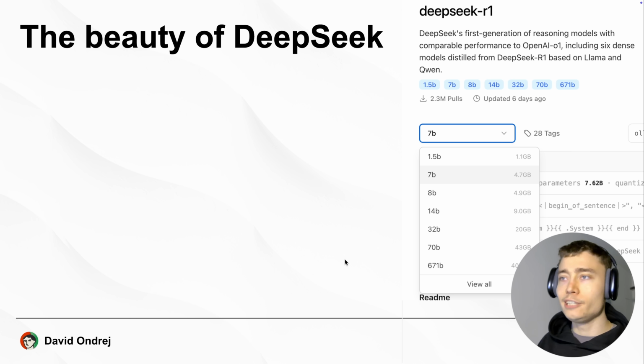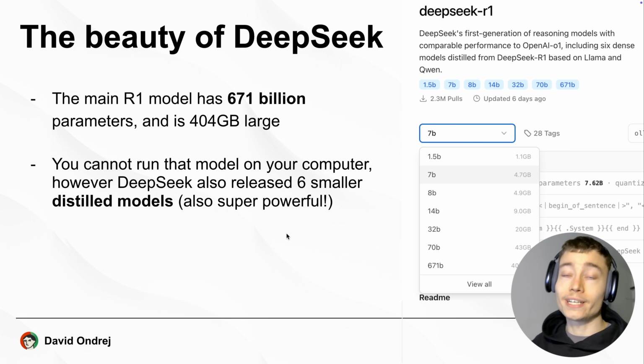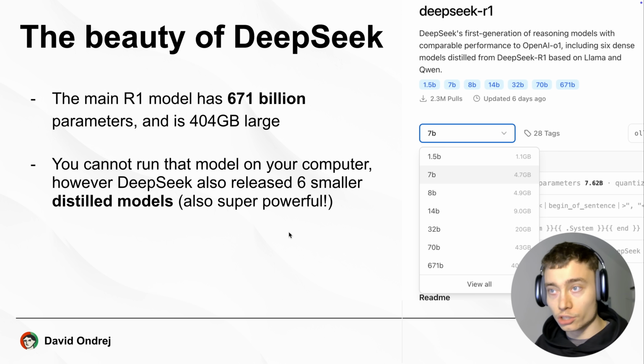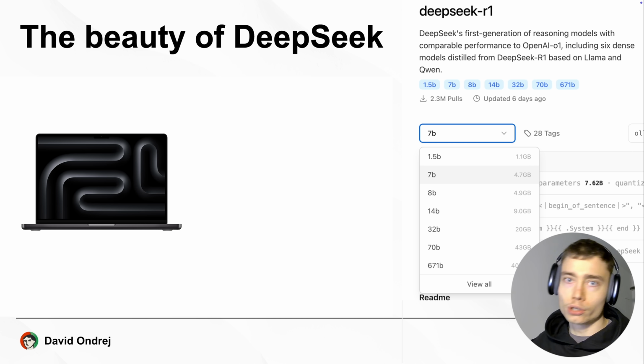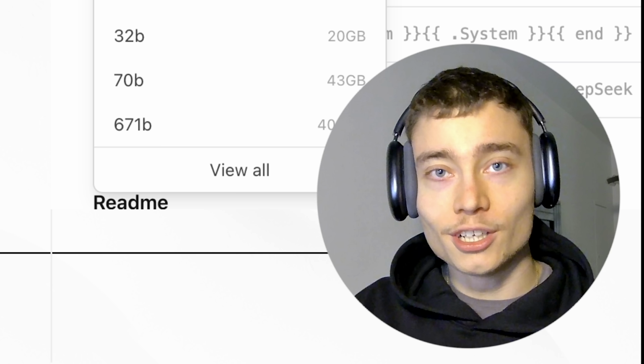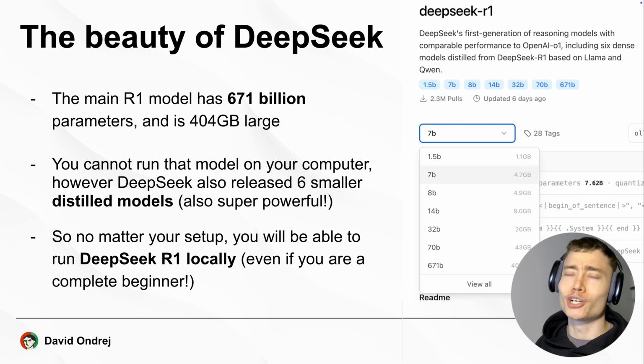Now, here's what makes DeepSeek just beautiful. The main R1 model has 671 billion parameters. That means you cannot run that model on your computer. However, DeepSeek also released 6 smaller distilled models, which are also very powerful. So no matter what your setup is, no matter if you have a $7,000 MacBook or a reasonable 10-year-old computer, you can run DeepSeek R1 locally. And I'll show you how to do this even if you're a complete beginner.